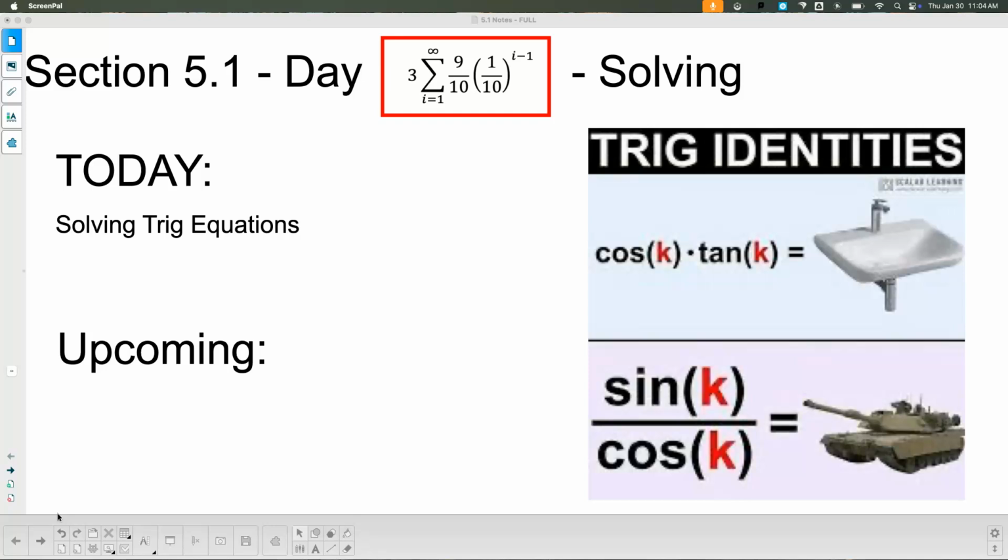Sine of k divided by cosine of k equals tan. Okay. Sine, and then we write it sin and k, sync. Okay.